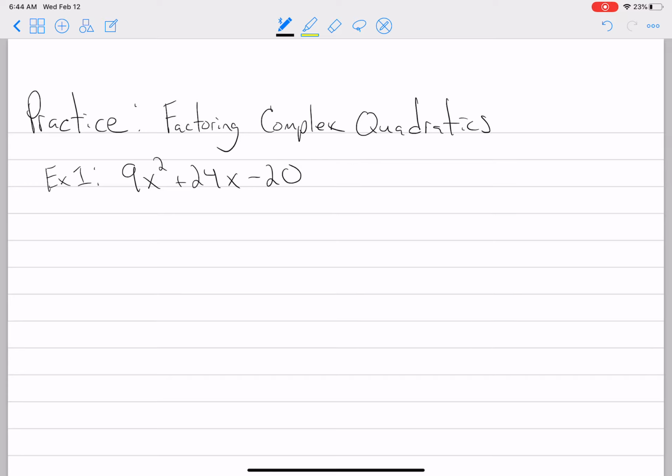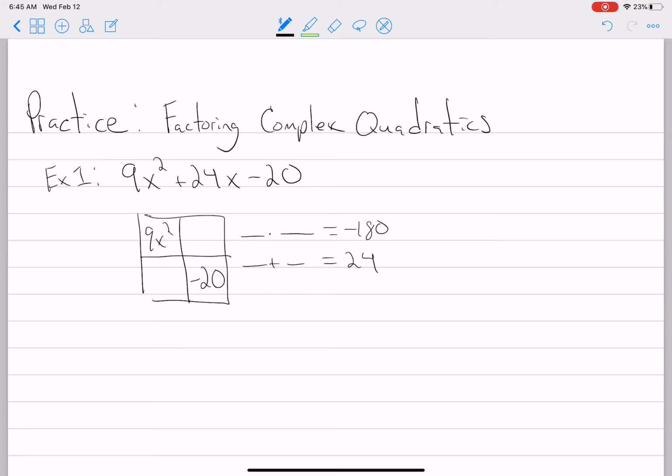I see that this has no GCF, no common factors between 9, 24, and 20. So I'm going to go straight to using my area model. And say this is a 9x squared. This is minus 20. So that means when boxes 2 and 3 multiply together, I should get a negative 180. And when boxes 2 and 3 add together, I should get 24.